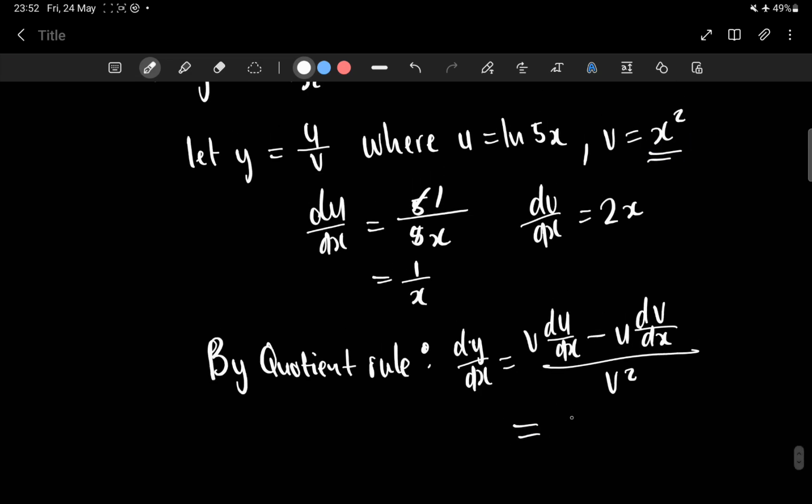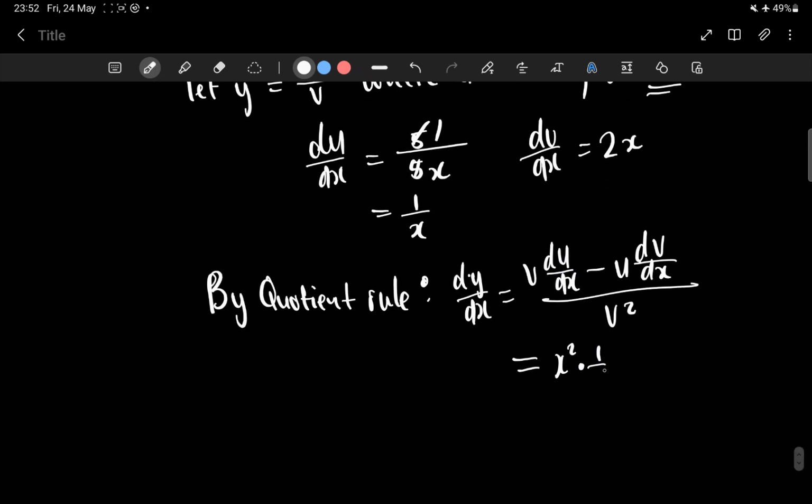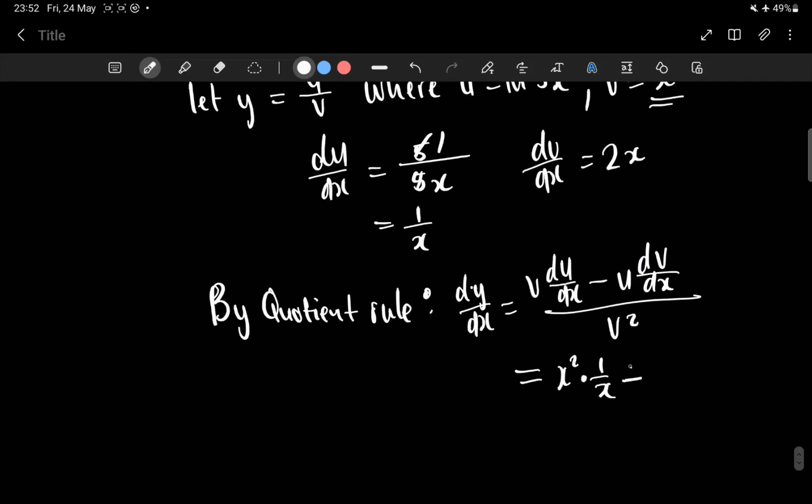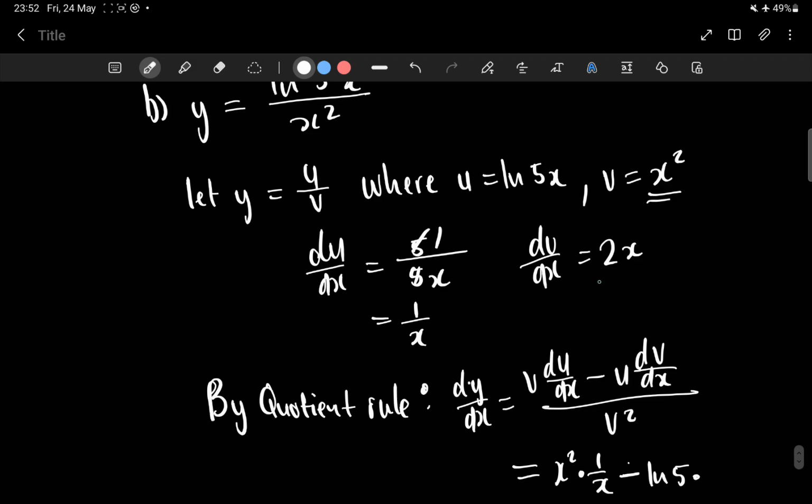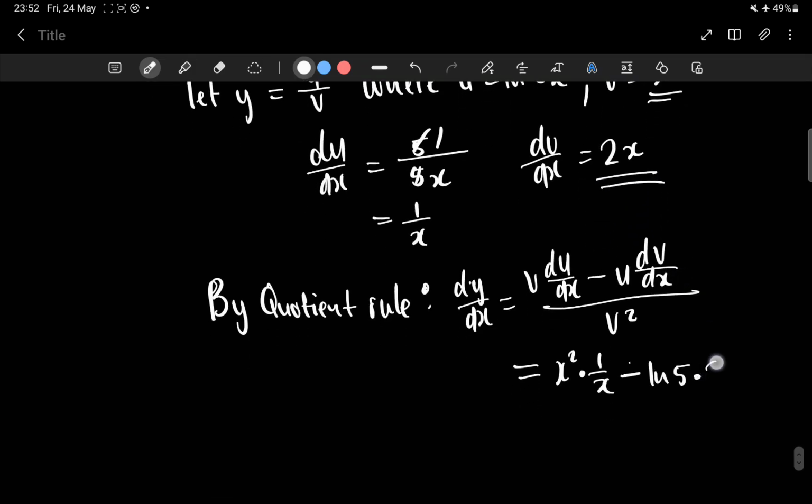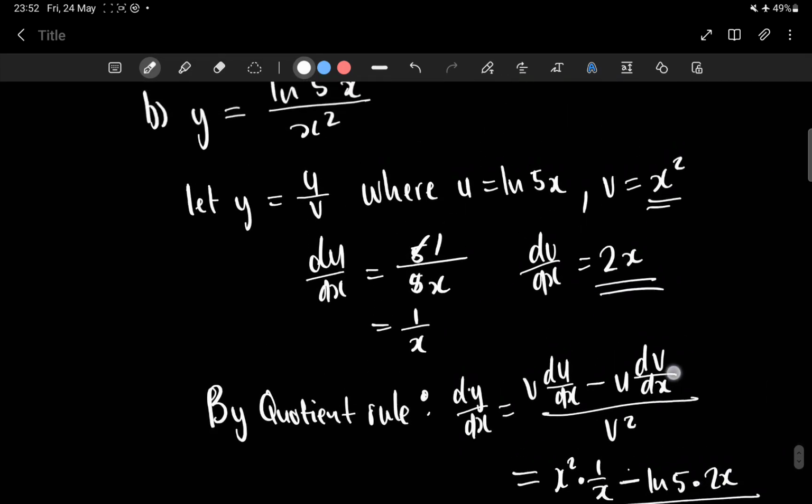V is x squared. So it'll be x squared times, what's my du dx? I wrote it here, 1 over x, minus, what is u? U is ln 5x. So ln 5x times dv dx. Where is my dv dx? It is here, 2x, so times 2x, all over square the bottom.